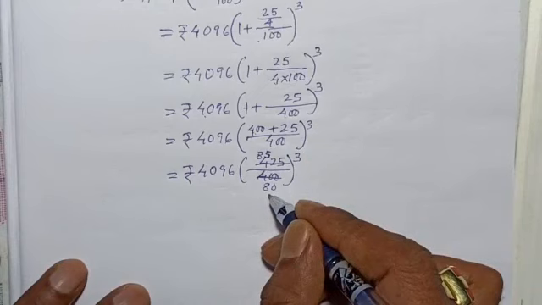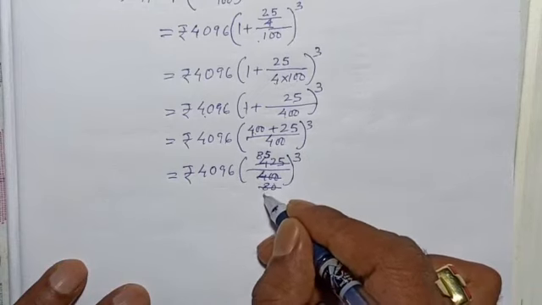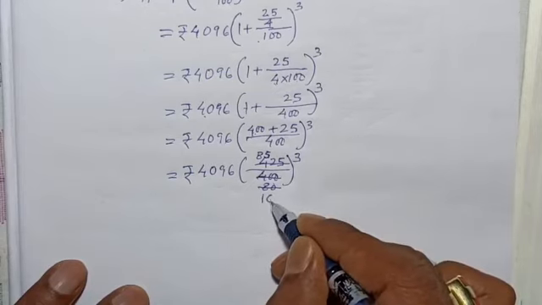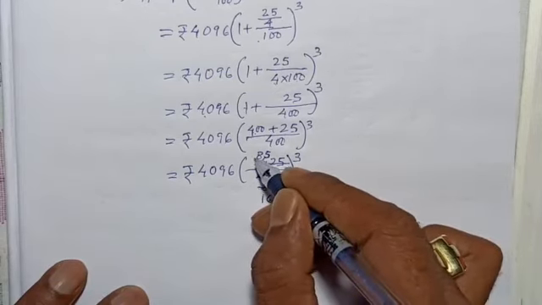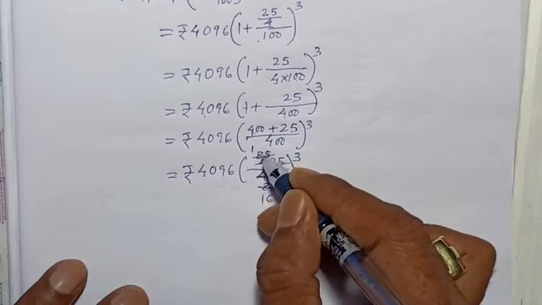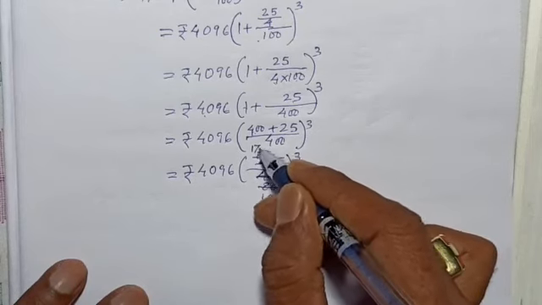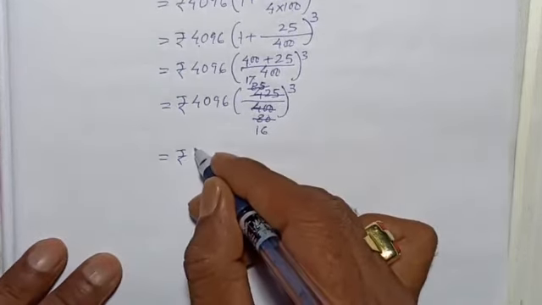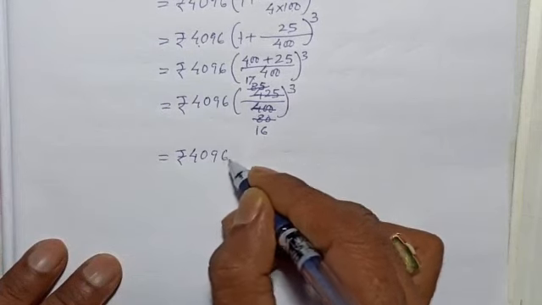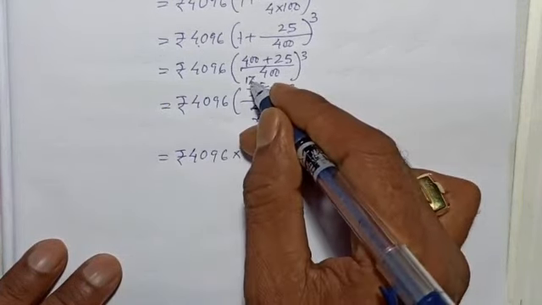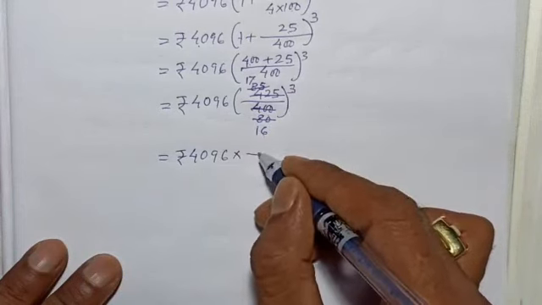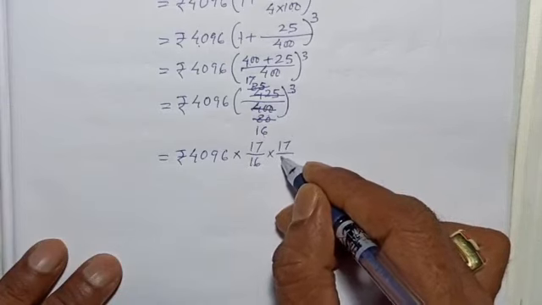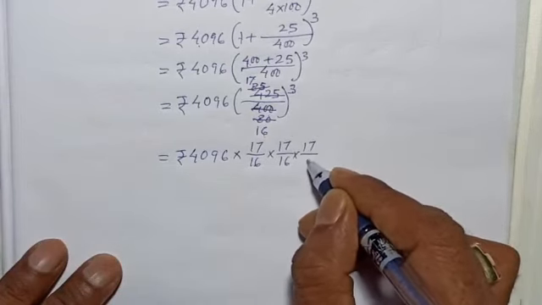Again, let us divide by 5. 5 divide 18, 5 1 time is 5. 5 6 times is 30. Then let us divide 85 by 5. 5 1 time is 5. Next is 35. 5 7 times is 35. So 17 by 16. Rupees 4096 into 17 by 16, and power is 3. Since here is power 3, we have to multiply 17 by 16, 3 times.